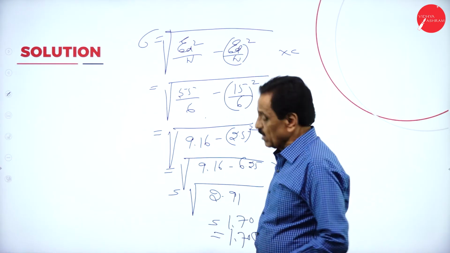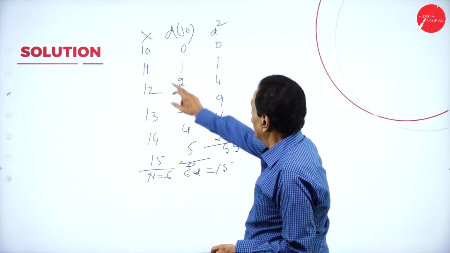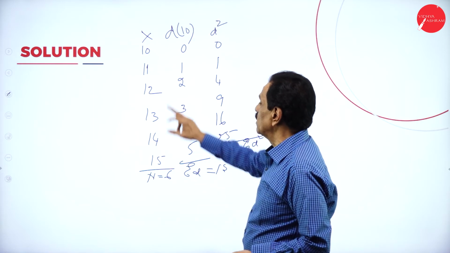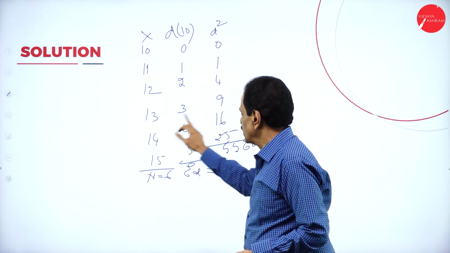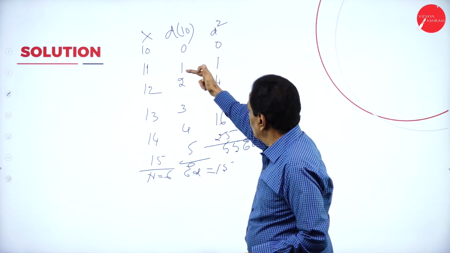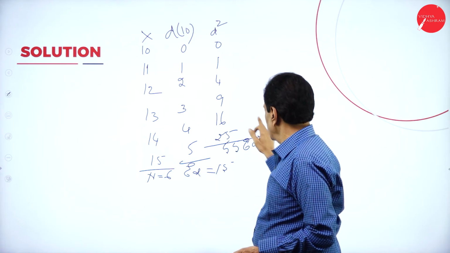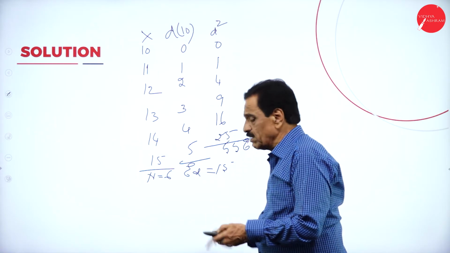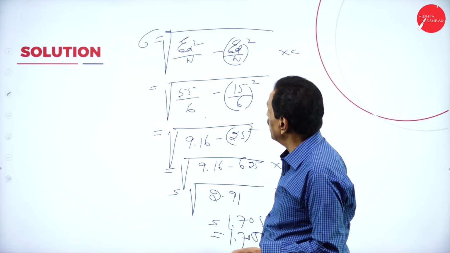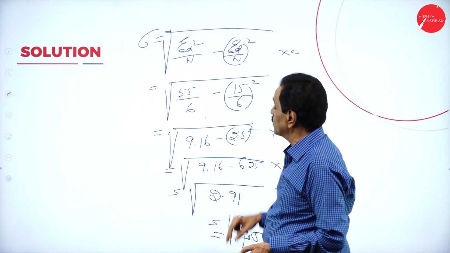I think you understand. What I did was, I took 10 as a standard 0, then 1 more, 2 more, 3 more, 4 more, 5 more. Add the figures: 1 plus 2, 3, 6, 10, 15. Square of these numbers gives 55. Sigma D square, sigma D. Application of formula: sigma D square divided by N minus sigma D divided by N whole square into C.